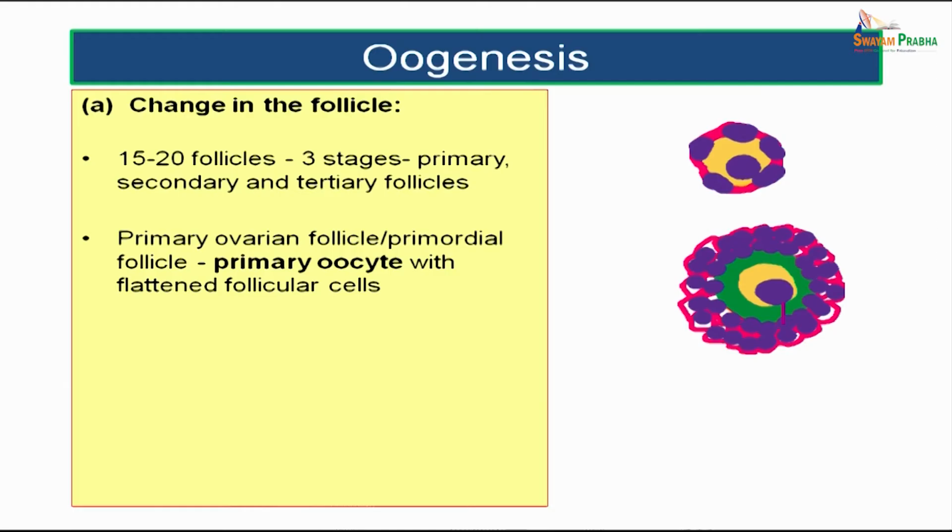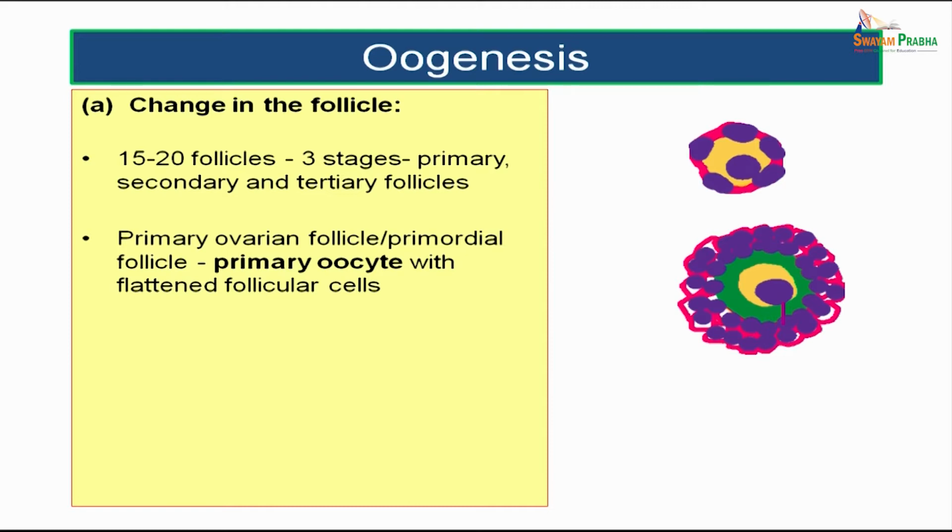And which are the stages through which these follicles will be passing? There will be the formation of primary follicle, there will be the formation of secondary follicle, there will be the formation of tertiary follicle, which ultimately will mature to form the largest Graafian follicle, which will rupture in order to release the oocyte. So, let us see what do you mean by a primary ovarian follicle or primordial follicle.